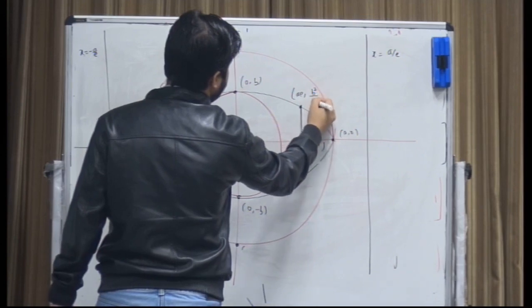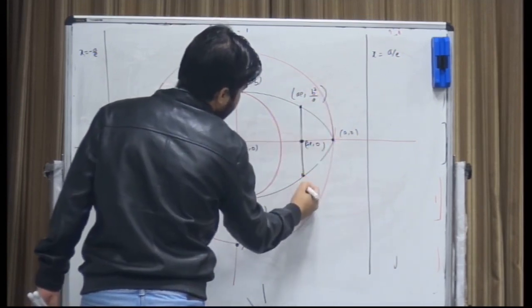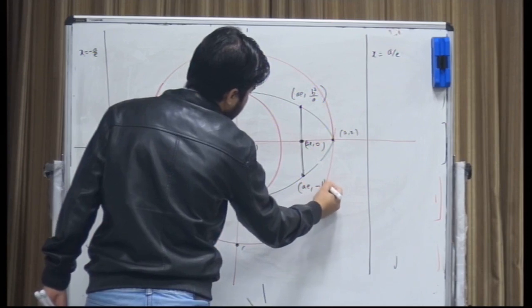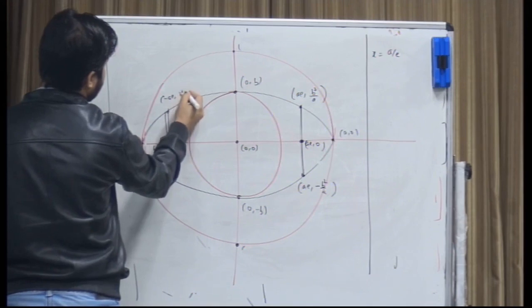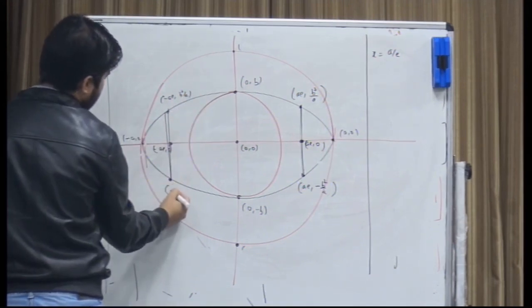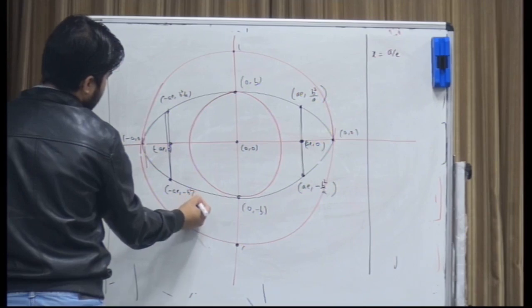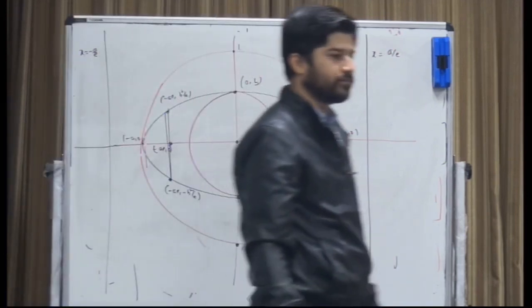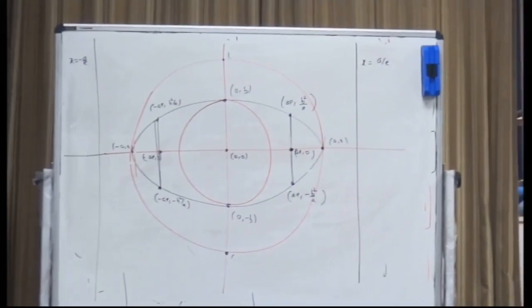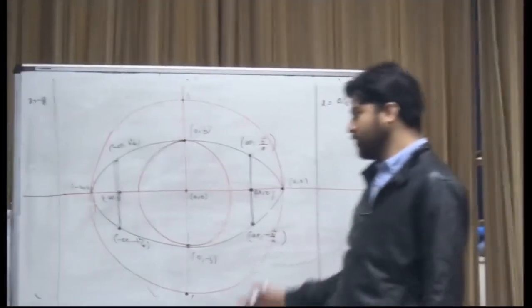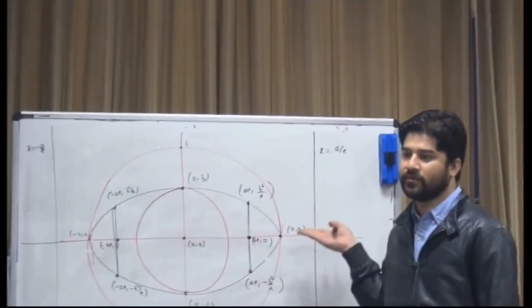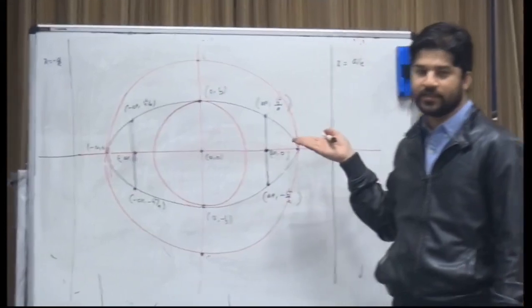b square by a, and this would be, and this would be, and what is the length of latus rectum? Length of latus rectum? 2b square upon a. Excellent. So length of latus rectum is going to be 2b square upon a. Equation of axis, major axis, of major axis.